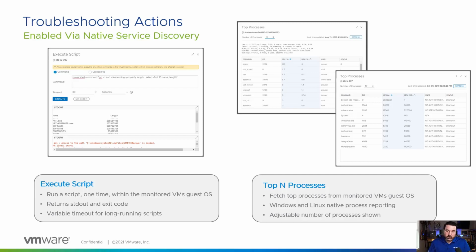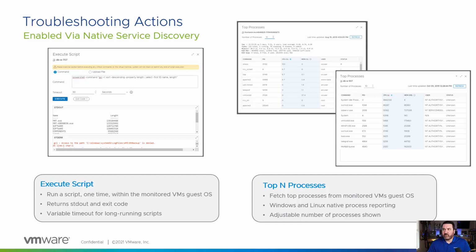Then there's also script execution. So if there's a command that I need to run on a virtual machine to further troubleshoot or to resolve an issue, I can actually do that through service discovery. I can actually execute a script from within there. And vRealize Operations will give you the output too. So it's not like you just run a script and vRealize Operations tells you whether it's successful or not. But if you need to get more information to help you troubleshoot better, we can actually provide the output of that script within vRealize Operations.